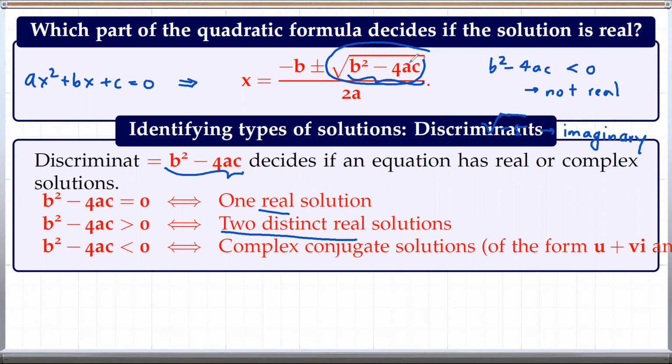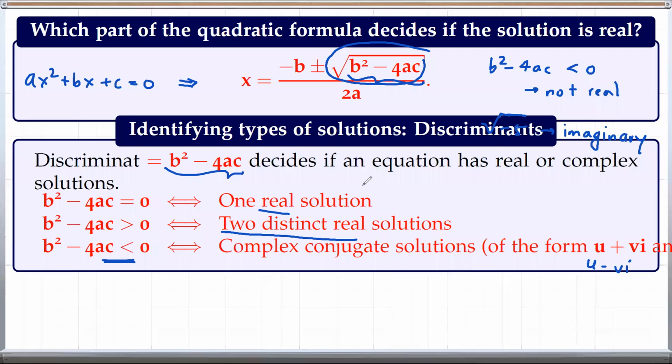And whenever b squared minus 4ac is negative, then we are taking the square root of a negative number. So in that case, we get an imaginary number over here. So the solutions are negative b plus or minus an imaginary number, over 2a. So the solutions will be of the form u plus vi and u minus vi. These we call complex conjugates. So whenever b squared minus 4ac is negative, the solutions are of this form.